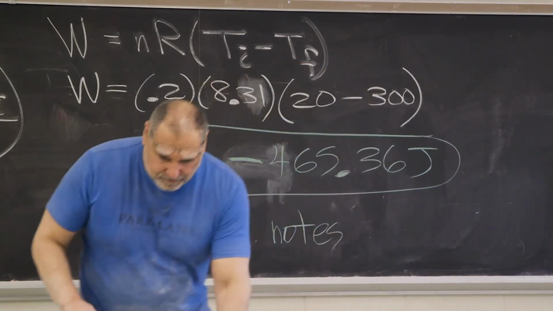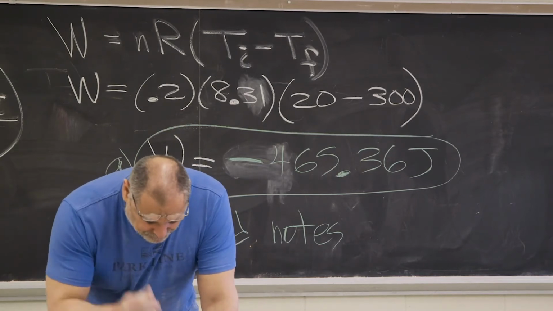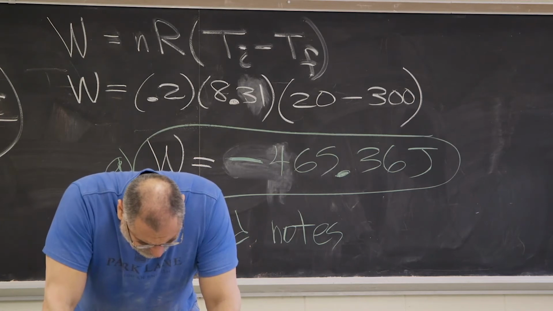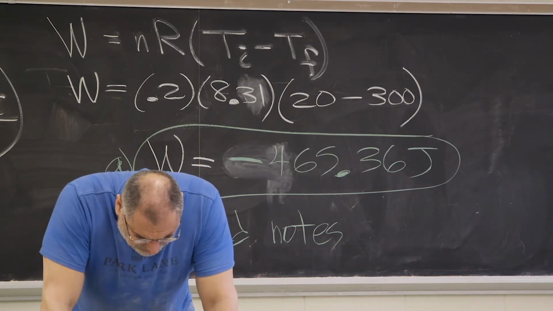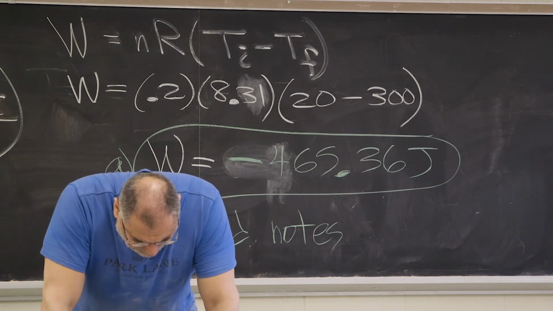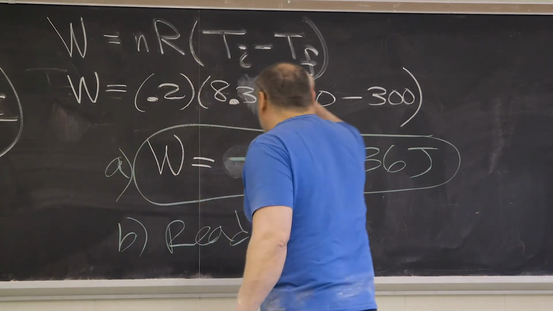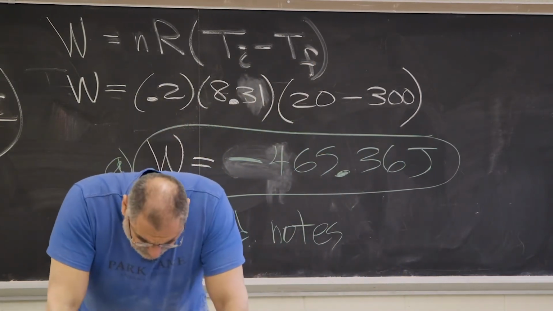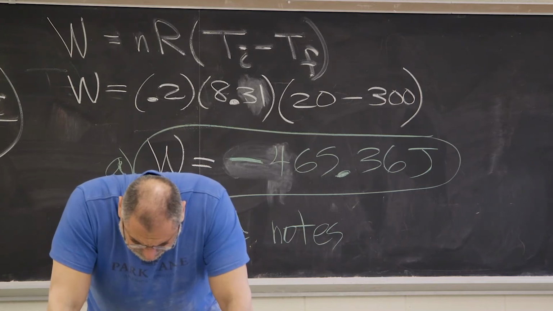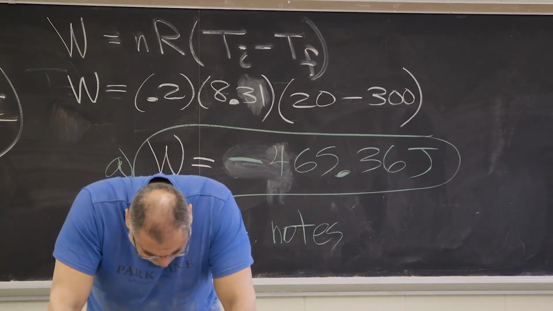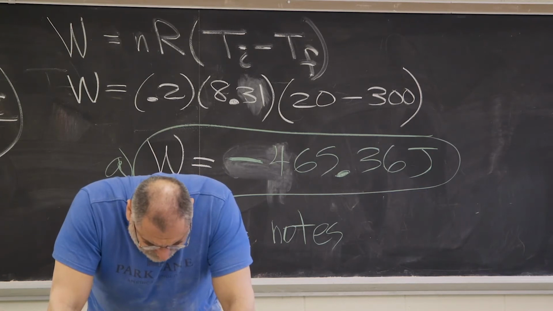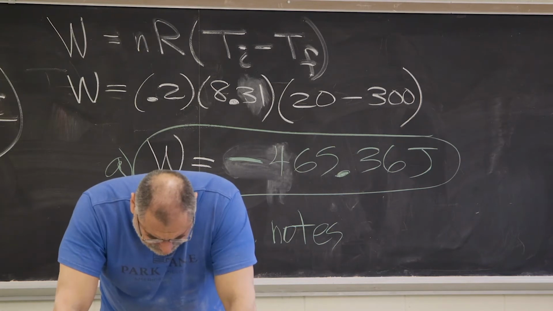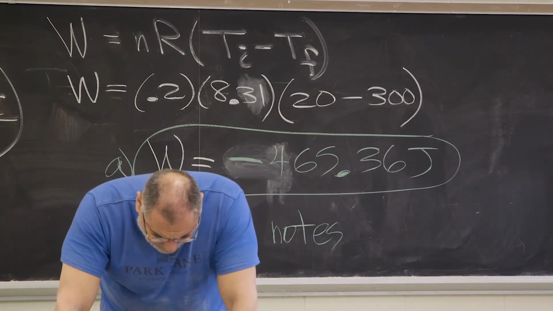14. A cylinder of volume 0.300 cubic meters contains 10 moles of neon gas at 20 degrees Celsius. Assume neon behaves as an ideal gas.